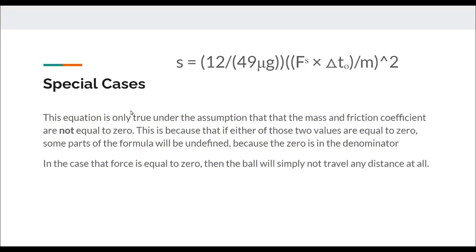For our special case, it is true under the assumption that the mass and friction coefficient are not equal to 0. This is because if either of those two values were equal to 0, then it'd be undefined because there'd be a 0 in the denominator. And in the case that force is equal to 0, then the ball will simply not travel any distance, because 0 divided by anything is going to be 0. Then you square 0, still 0. Multiply this by 0, you're going to get 0. The ball will not travel if there is no force.